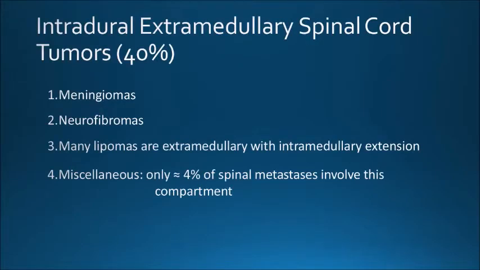Then coming to intradural extramedullary spinal cord tumors, which comprise 40% of the total spinal cord tumors, the commonest tumors here are the meningiomas and neurofibromas. Then we can also have lipomas. They can be extramedullary with intramedullary extension. Then we can have miscellaneous ones, like spinal mets, which can also involve this space.